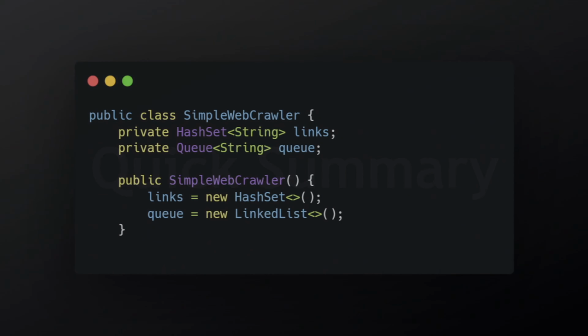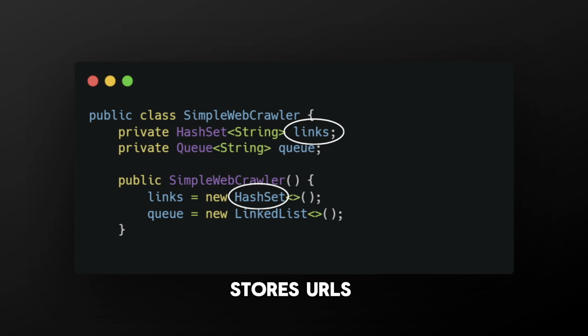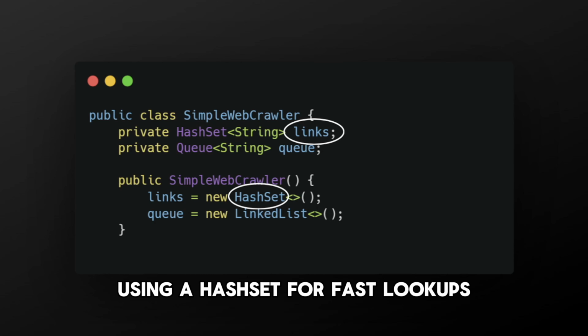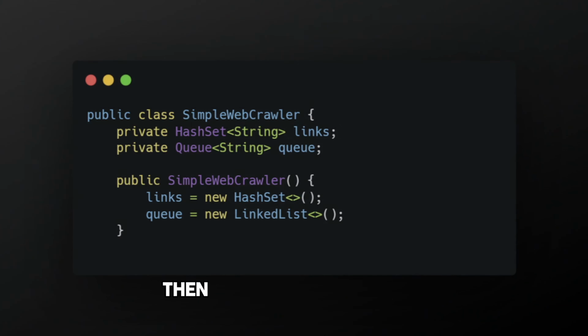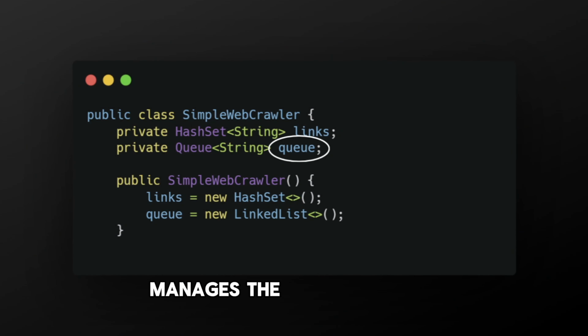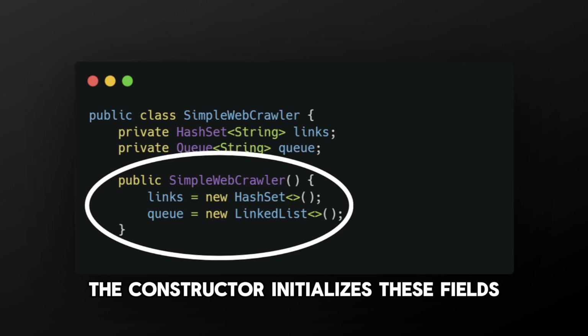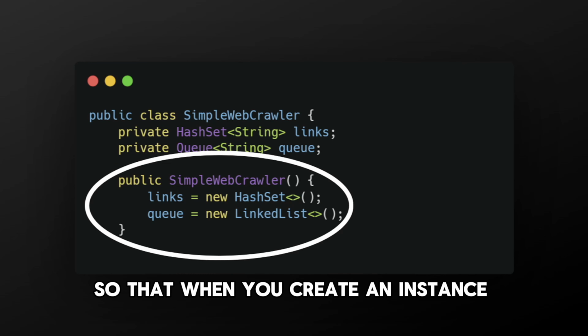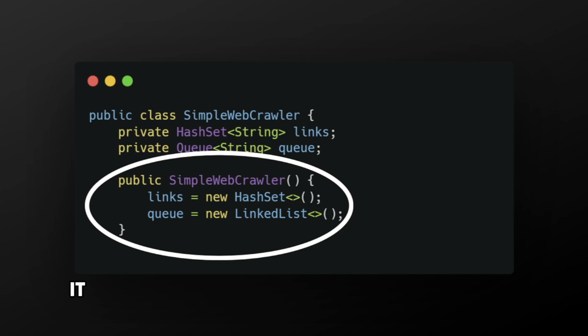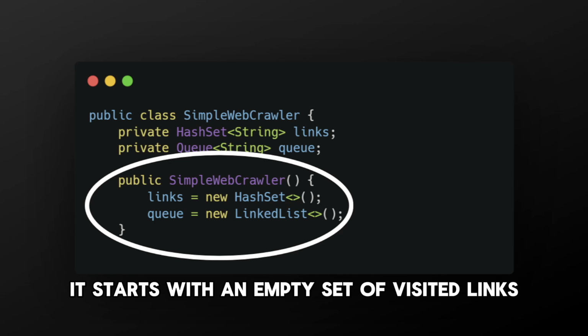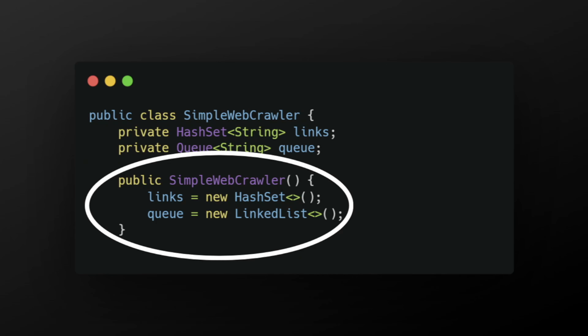And as a quick summary, the links variable stores URLs that the crawler has already visited using a hash set for fast lookups and to avoid duplicates. Then the queue variable manages the order of URLs to be visited using a queue implemented by a linked list. And lastly, the constructor initializes these fields so that when you create an instance of SimpleWebCrawler, it starts with an empty set of visited links and an empty queue of URLs to visit. And again, this is just an example of how a crawler works.